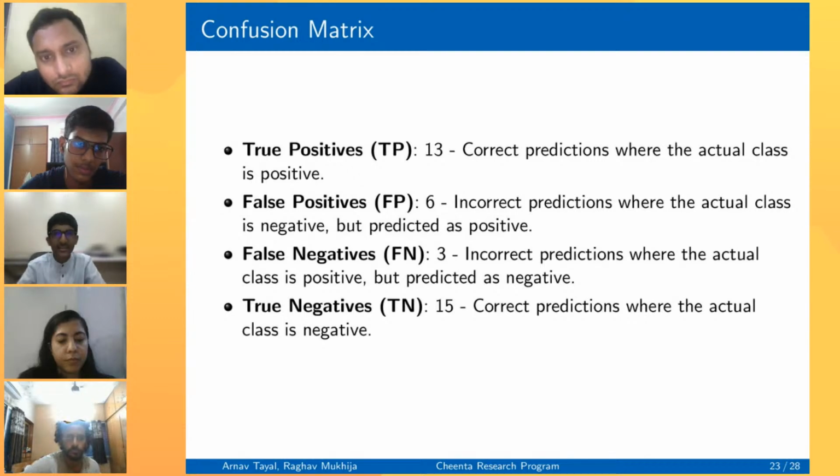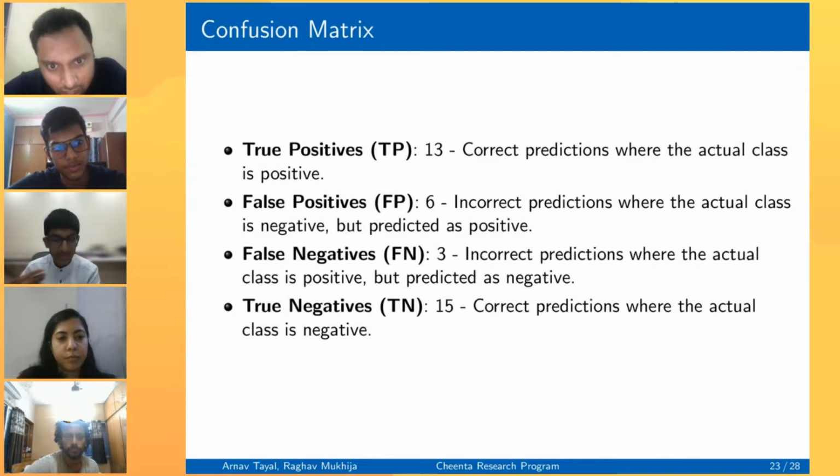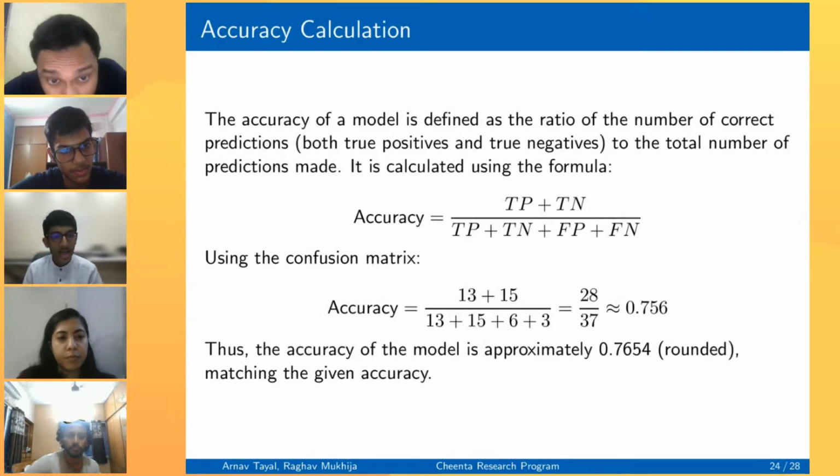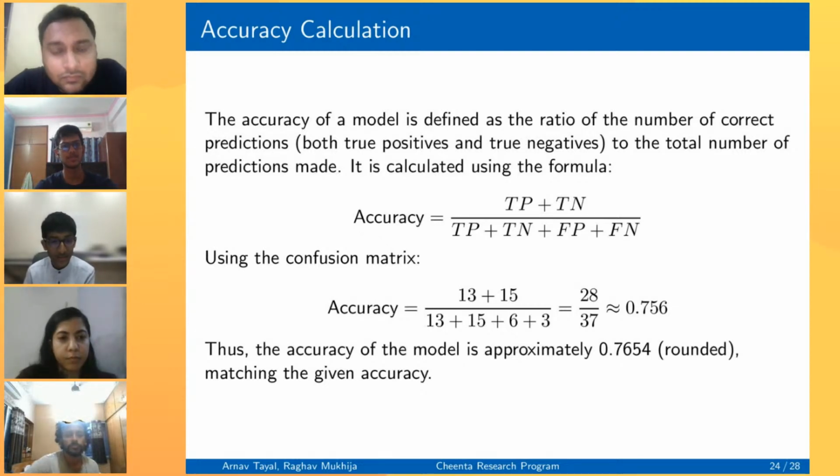You might think that the incorrect predictions are quite few, and I'll be commenting on this afterwards. So next slide, yeah. So accuracy. We have a very simple formula for accuracy: true positive plus true negative upon true positive plus true negative plus false positive plus false negative. By this, we get the accuracy of the model to be 75%, which is quite reasonable.